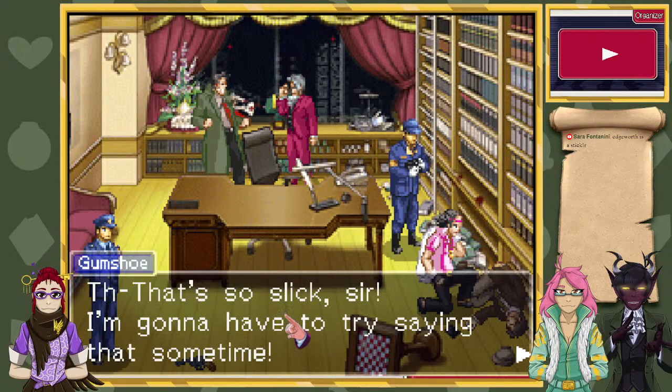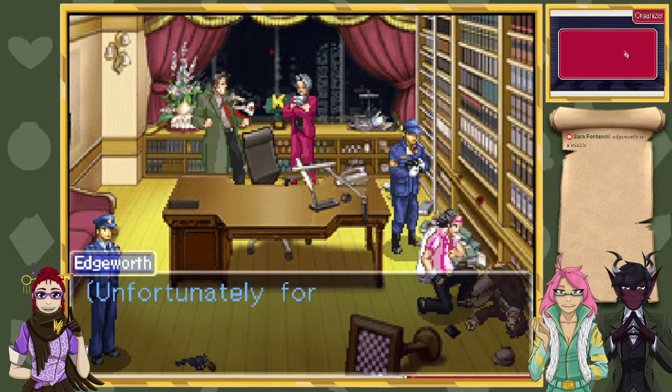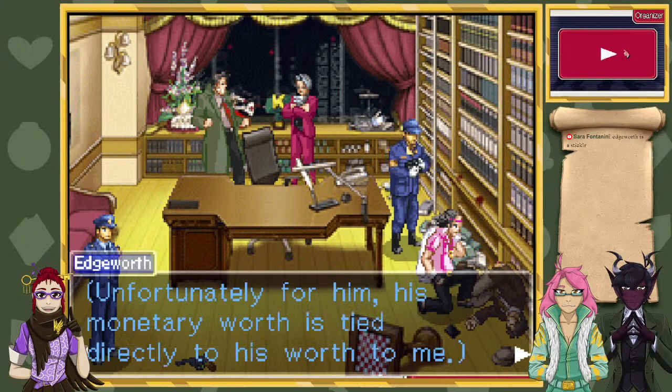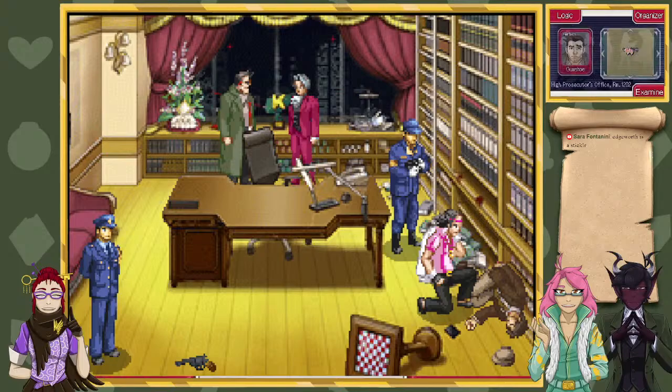That's so slick, sir! Is that why they call you Edgeworth? I'm gonna have to try saying that sometime! No, they call me Edgeworth because that's my family name. Unfortunately for him, his monetary worth is tied directly to his worth to me. That's Edgeworth, that sounds so bad!